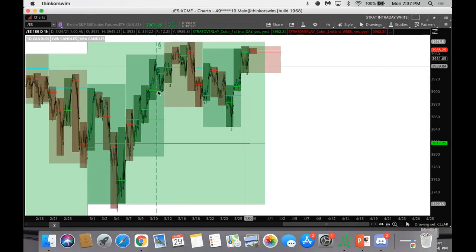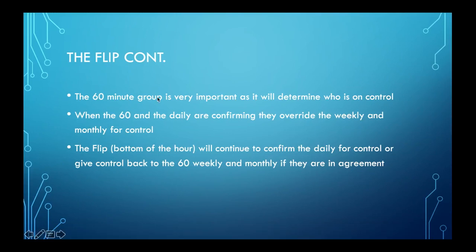Going back to what we were looking at with the actionable signal. So the flip, again, the 60 is where they are confirming, where the 60 and the daily are confirming, they override the weekly and the monthly for control. So we can extrapolate from that we're going to see a change in continuity begin on lower time frames. That's going to signal a change in who's in control as the direction of the stock changes. So the flip at the bottom of the hour will continue to confirm the daily for control or give control back to the 60, weekly and monthly if they're all in agreement.